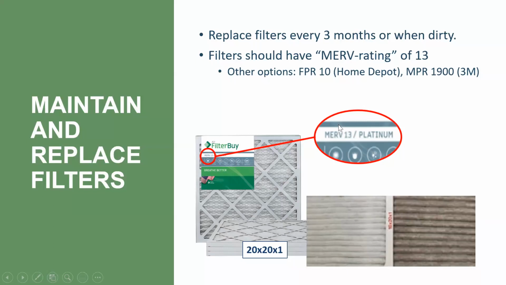But if you're also shopping at other stores, for instance, Home Depot, they have their own ratings, which are FPR, and you want to make sure that's a level 10 or higher. And then 3M also has a different rating system called MPR, and we would want to make sure that's 1900 or higher.